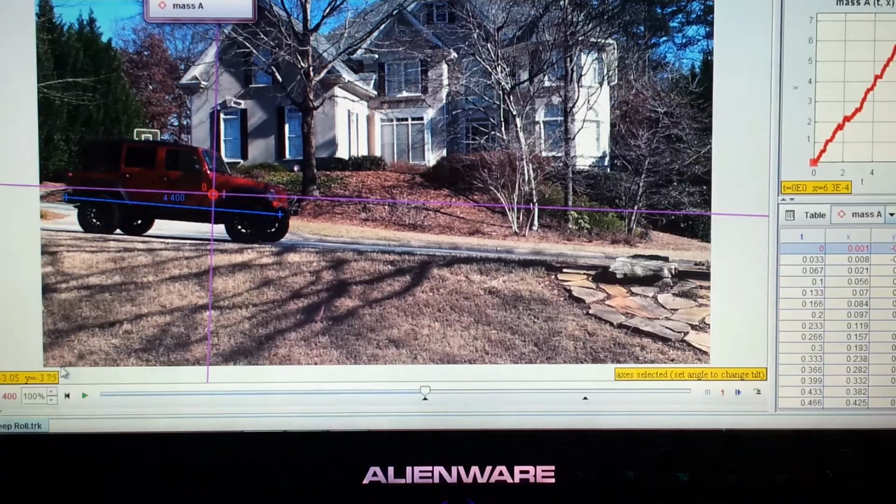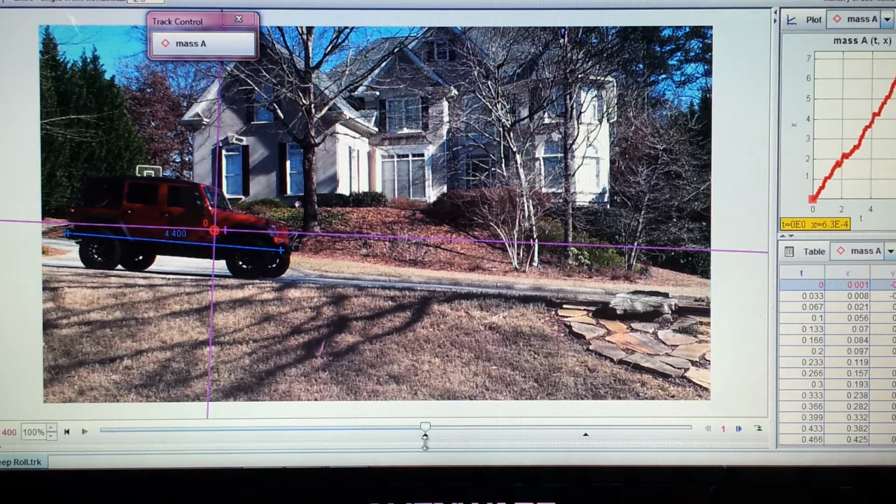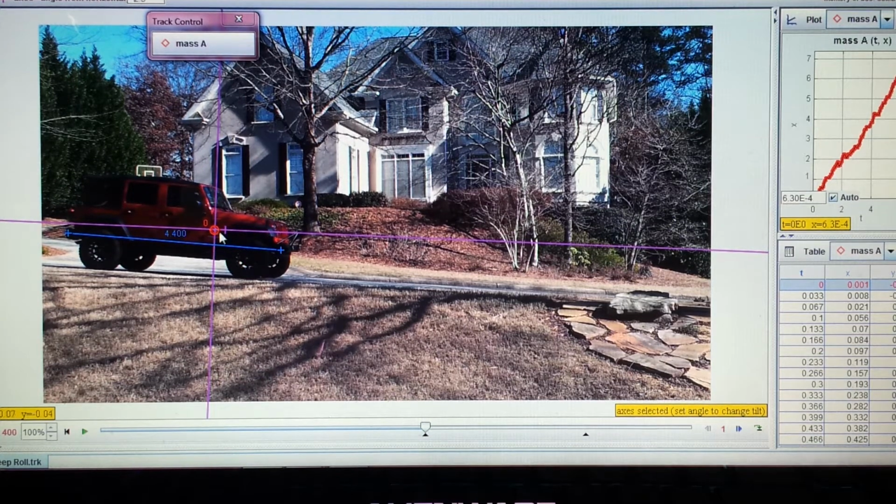For my lab, I took a video of my Jeep moving down a hill. During the filming, the camera did move slightly, so in order to account for that, I took a large frame sample, 200 frames between frame 400 and frame 600, which gave me the most accurate velocity value I could possibly have. The motion in my video was in the positive X direction.